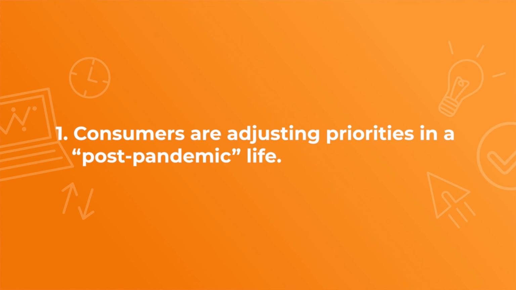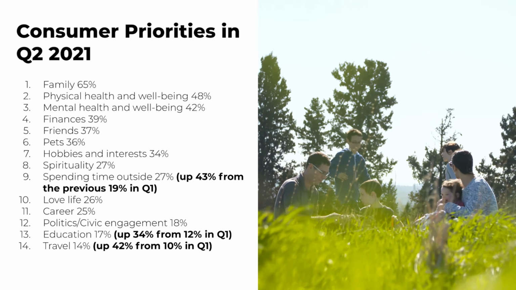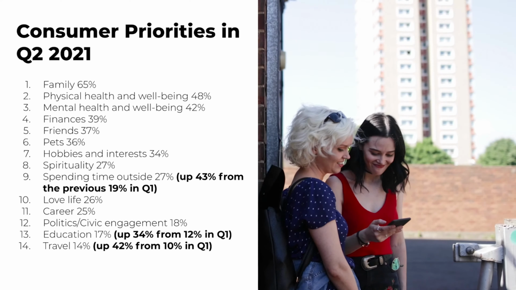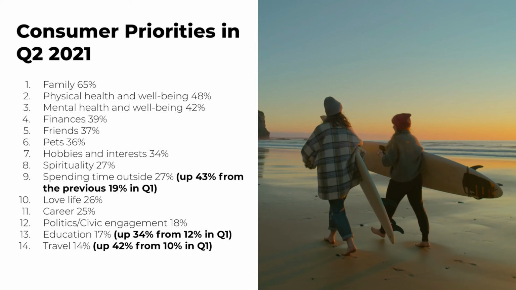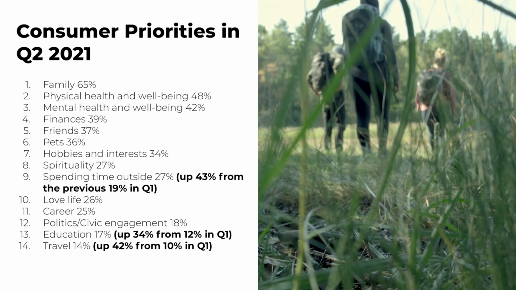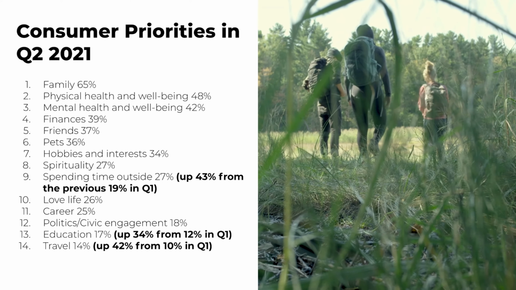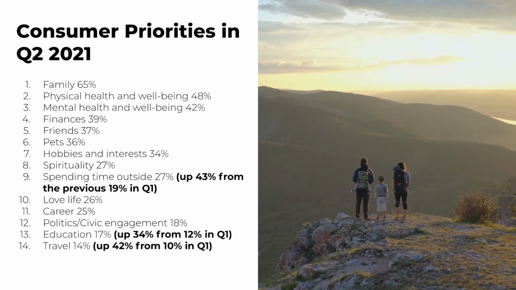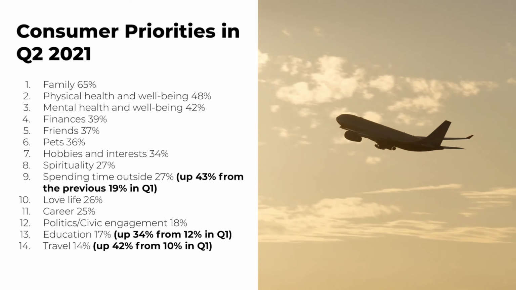The first is that consumers are adjusting priorities in a post-pandemic life. Consumers are always changing, and in the post-pandemic life, they're focusing more on their family, their physical and mental health, their finances, and their friends. Also, when you look at priorities that have increased the most since the start of 2021, those activities include spending time outside, education, and travel. And we've definitely seen a huge uptick in travel as the pandemic has lessened.